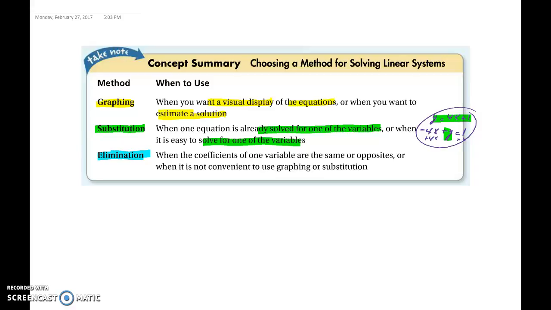You want to use elimination when one of your variables has the same or opposite coefficients, so that it's easy for us to eliminate that variable, or when it's not convenient to graph or substitute. So some examples might be 3x plus 2y is equal to 5. Well, if we tried to solve for one of our variables, x or y, it might be a little messy because 2 and 3 don't divide evenly into 5, nor do they divide evenly into themselves. So it could be a bit of a pain to solve for one of those. That might be a time where elimination is the best method. And we'll go through this in more detail in class.